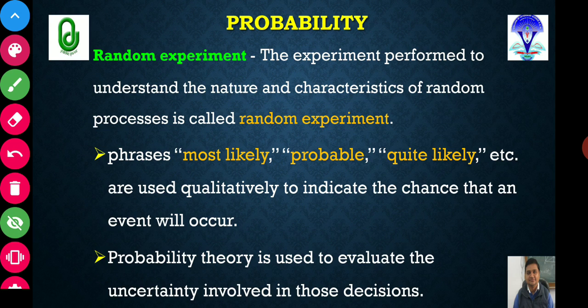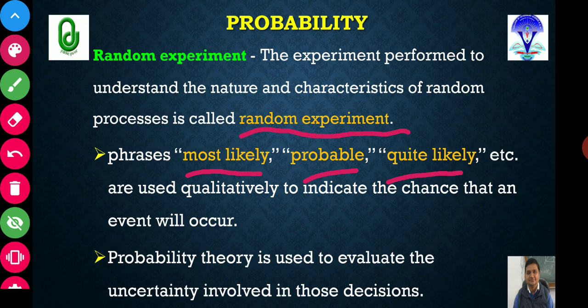So to get the nature of a random experiment, or to understand what is happening in a random process, you have to perform a random experiment. So what is a random experiment? The experiment performed to understand the nature and characteristics of a random process is called a random experiment. We have already seen that.